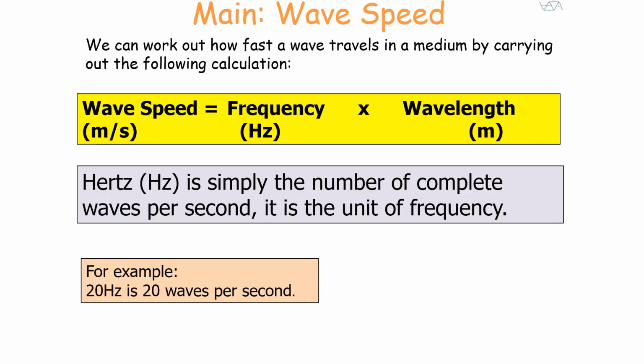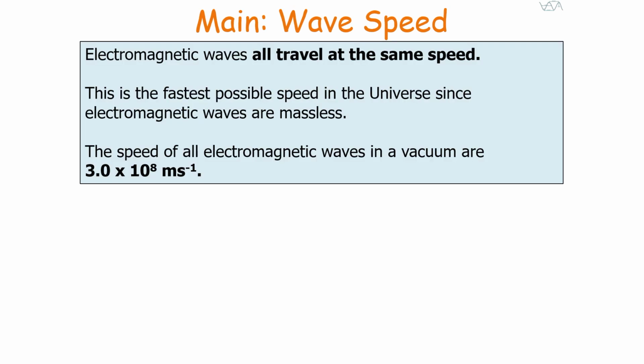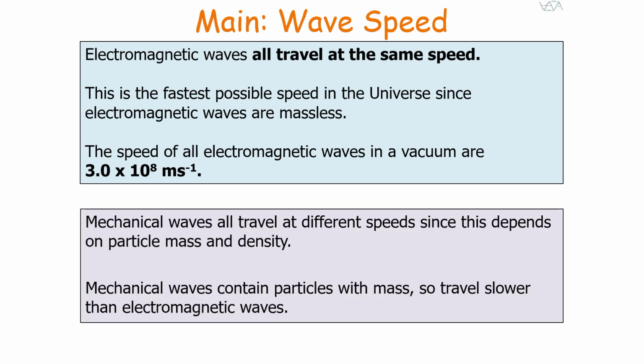Now again, please remember that when we talk about hertz, it's just the number of complete waves every single second. So just to clarify, electromagnetic waves all travel at the same speed. This is the fastest possible speed in the universe in a vacuum, since electromagnetic waves are massless, and the speed of all electromagnetic waves in a vacuum is 3 times 10 to the 8 meters per second.